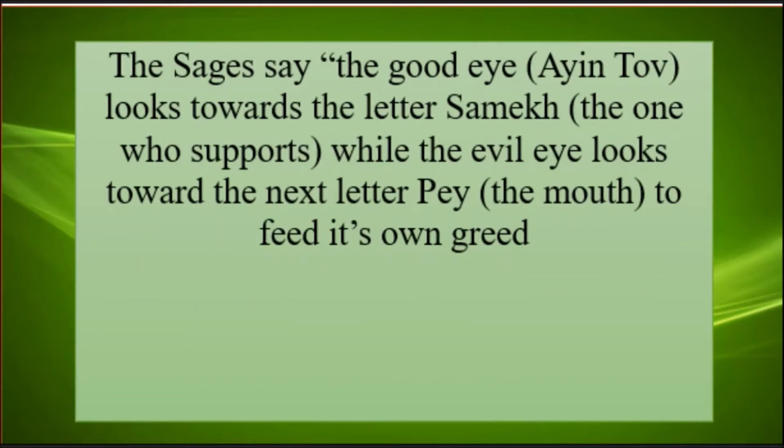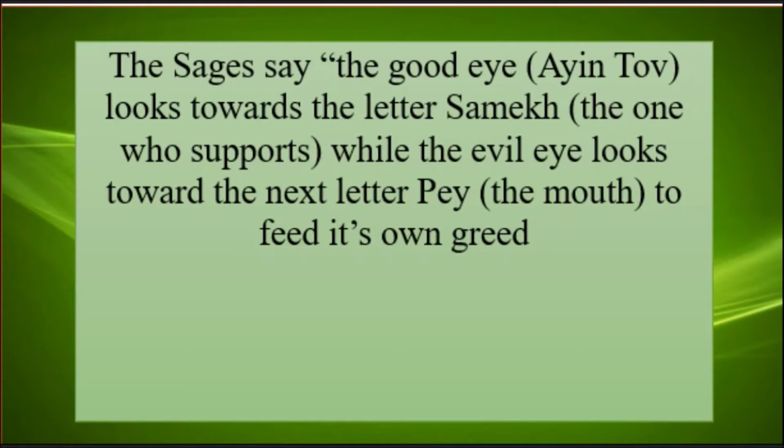The sages say the good eye, or the Ayin Tov, looks toward the letter Samekh, the one who supports, which is the last letter we did, while the evil eye looks towards the next letter that we're going to be getting into today, the Pey, or the mouth, to feed its own greed. So our good eye looks towards the Samekh. And an evil eye looks towards the next letter, which is Pey, and we'll get into that.